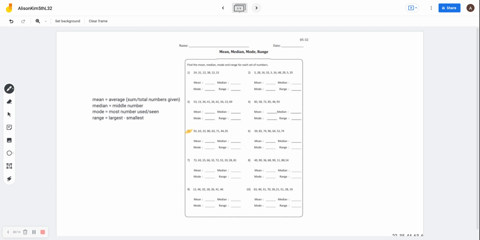This seems familiar, but just to make sure that you guys do this one correctly, let's do some touch-up or refreshing of the definitions. Mean is the average, which means that we find the total or the sum of all the numbers, and then we divide it by the total numbers that were given. And then median is just the middle number. Mode is the most number used or seen in the given set. And then range is just simply largest number minus the smallest number.